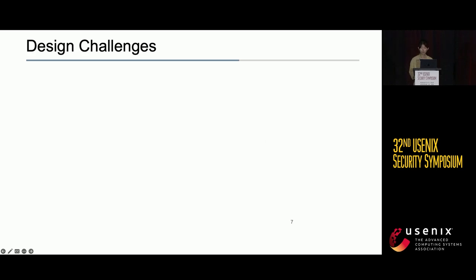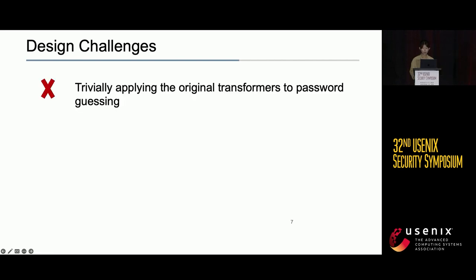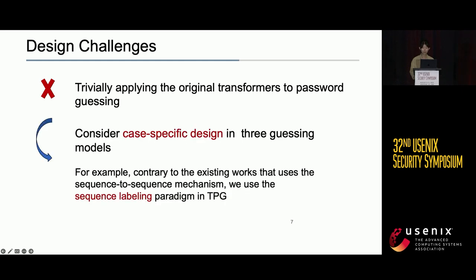Effectively transferring transformers to password guessing also faces thoughtful challenges. Previous works trivially applied the original transformers to general password guessing and to ARPG. None were able to outperform their state-of-the-art counterparts. Instead, we should consider case-specific design in these tasks. For example, contrary to the existing works that use the sequence-to-sequence mechanism, we use the sequence labeling paradigm in TPG.